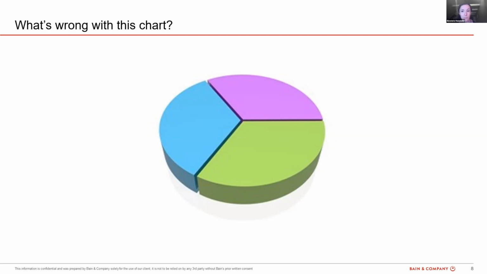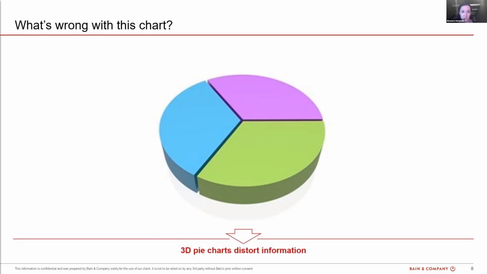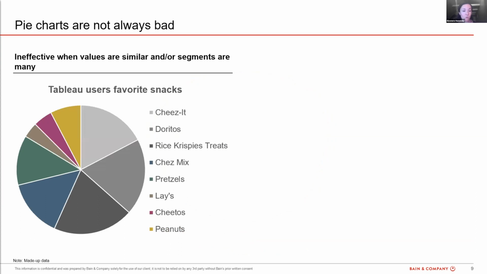Okay. And well, probably many of you know that pie charts in general have a pretty bad reputation. Let's look a little more into this. So 3D pie charts distort information. Okay, but how about regular pie charts? Shall we never ever use them? So here I have one. Is it a good one?